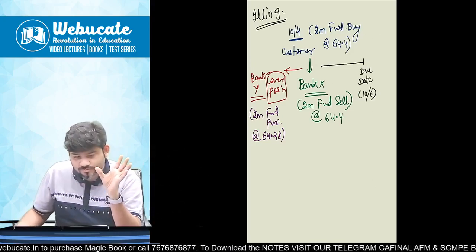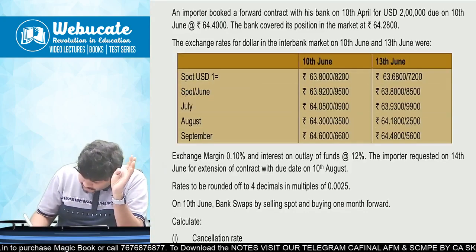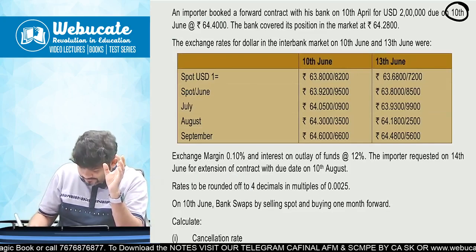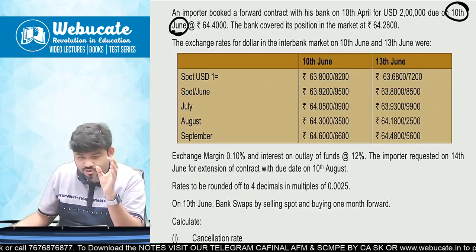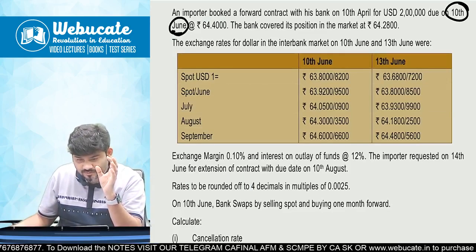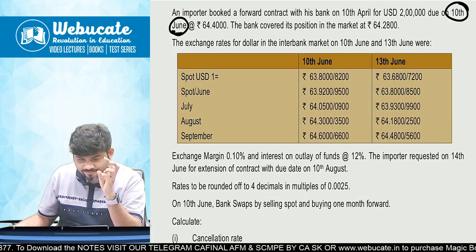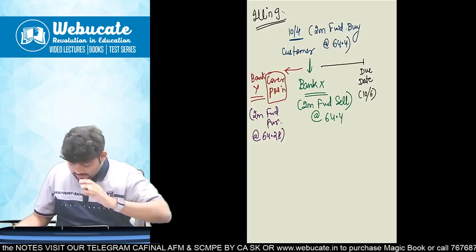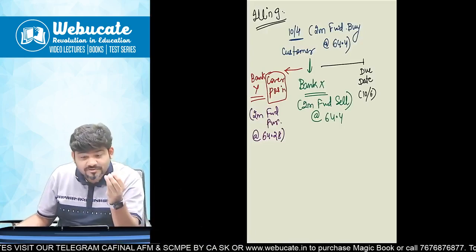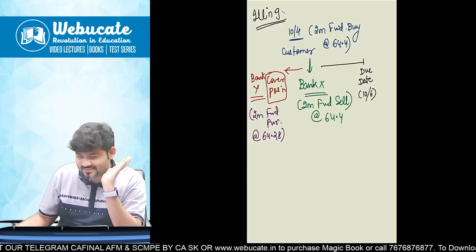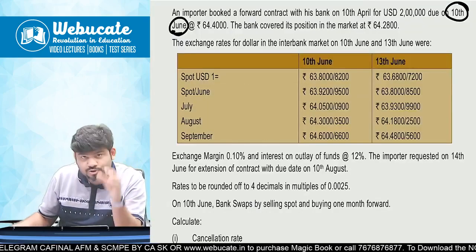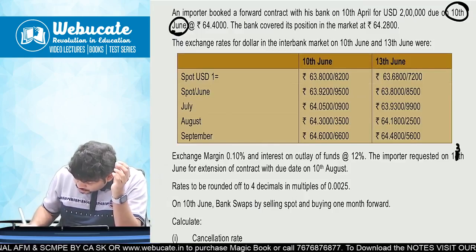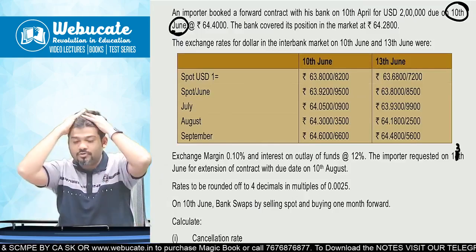Due date is 10th June. Please confirm. Are you guys with me? Yes. He should have come on 10th June, but this bugger comes on 13th June. Oh, jeez. My goodness gracious.